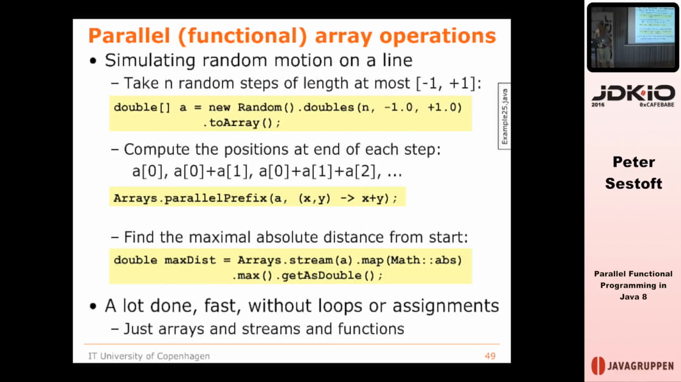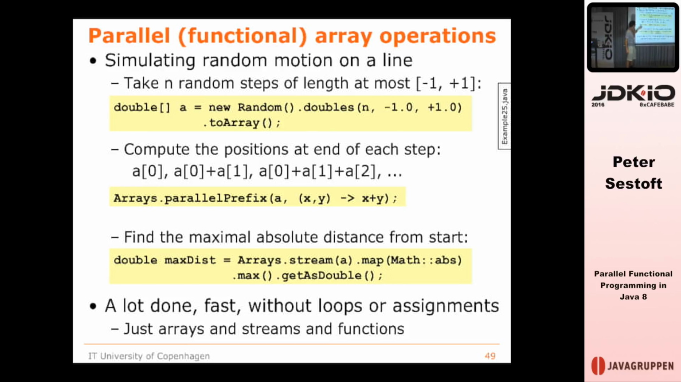The other great thing, not having to do with streams, but complementing them, is array operations. So you can do lots of things in a few operations in Java 8 with arrays. You can take a random number generator and ask for a stream of at most n doubles between -1 and +1. You can think of that as a number of steps along the line, either to the left by some random amount or to the right by some random amount. Get an array of those.